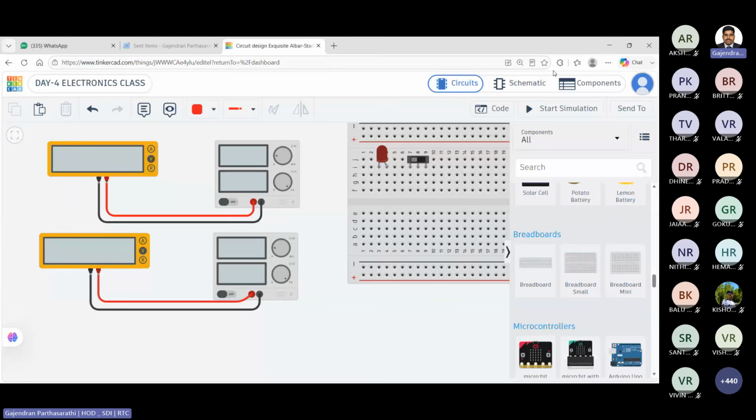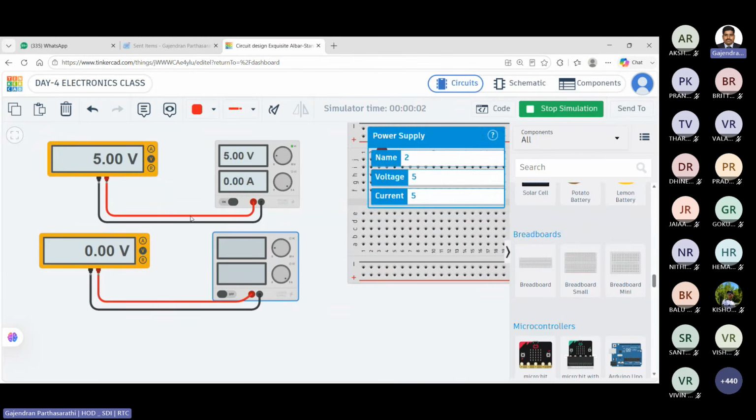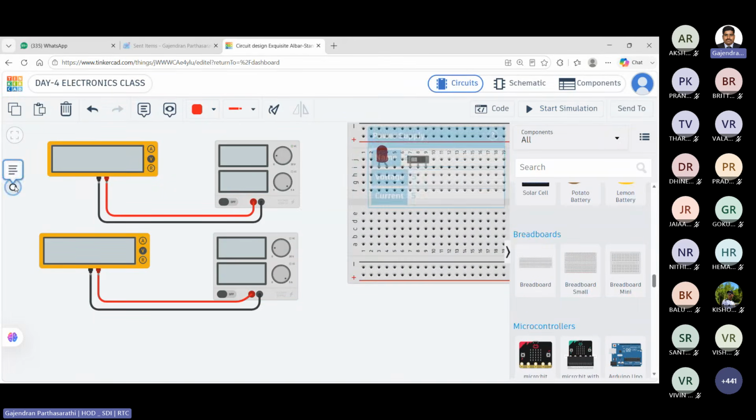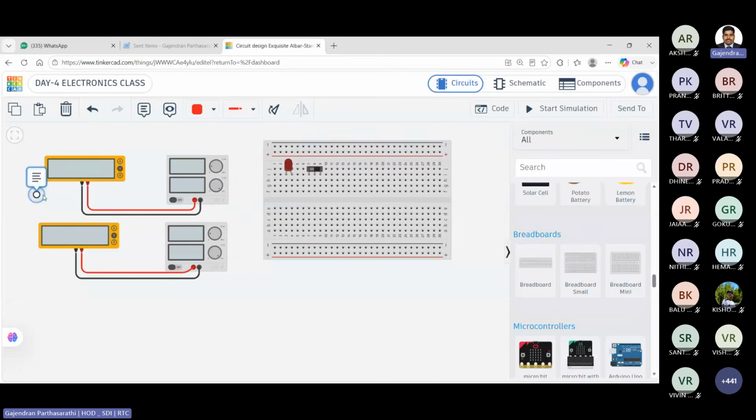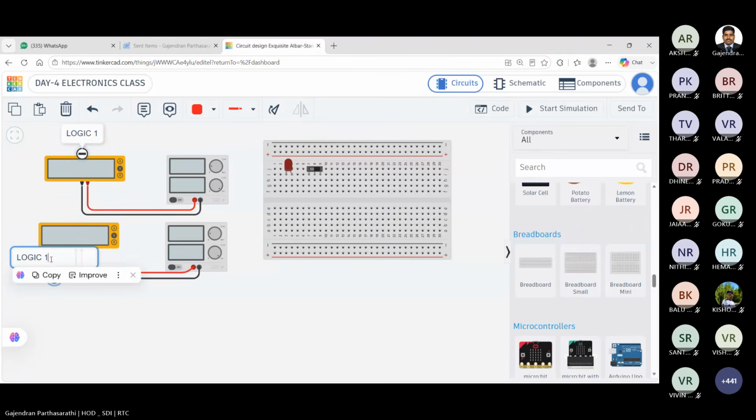Here, what I'm going to do is make the first system logic 1 and the second system logic 0. This is the first system, first circuit. I'm going to keep it as logic 1. The second system, we are going to keep it as logic 0.